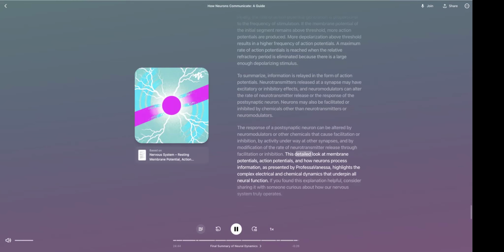This detailed look at membrane potentials, action potentials, and how neurons process information, as presented by Professor Vanessa, highlights the complex electrical and chemical dynamics that underpin all neural function.